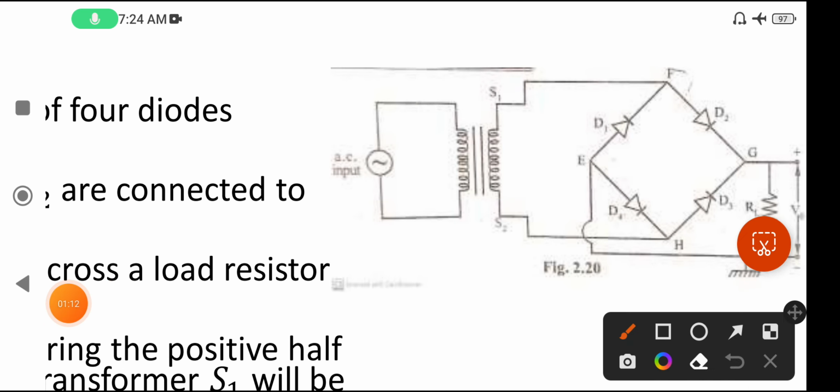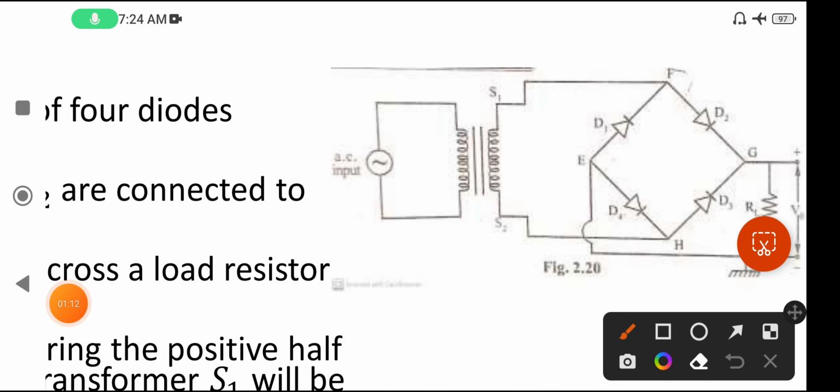Now let me cross S2. It is negative at point H. Point H is connected to D4 and D3, and for D3 it is negative on this side and positive on the other. So positive with negative, it becomes reverse bias, and on this side negative with negative, it becomes forward bias. Okay, so that is why when S1 is positive and S2 is negative, the diodes D2 and D4 are forward biased, and these two are reverse biased.